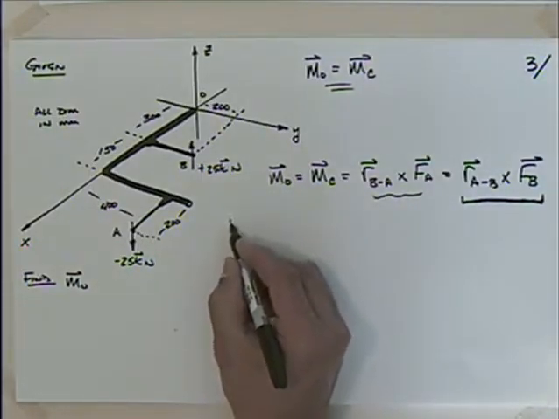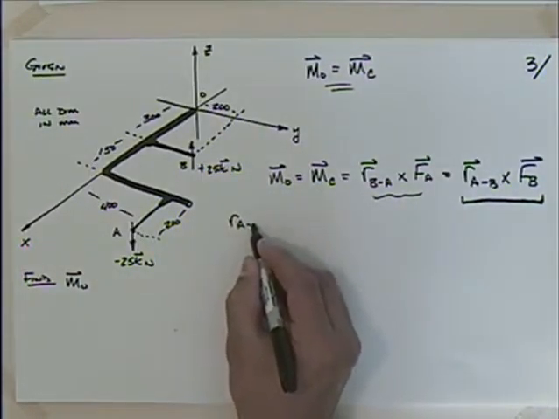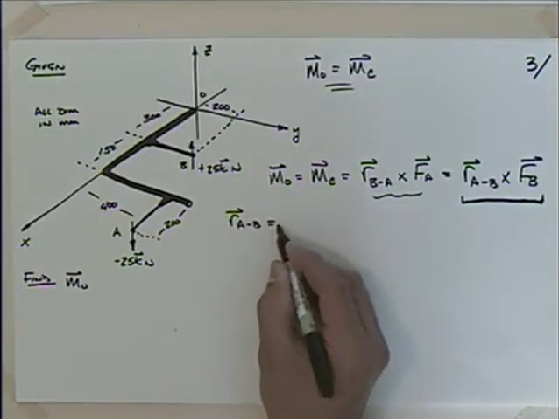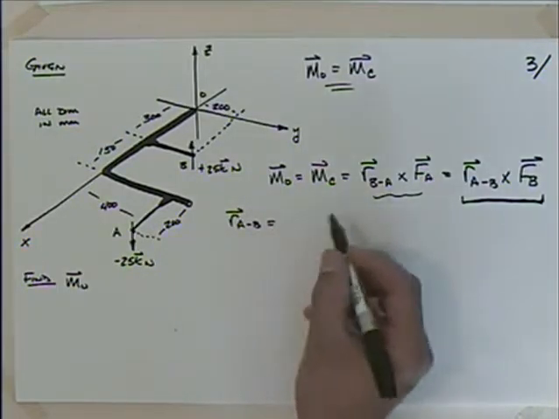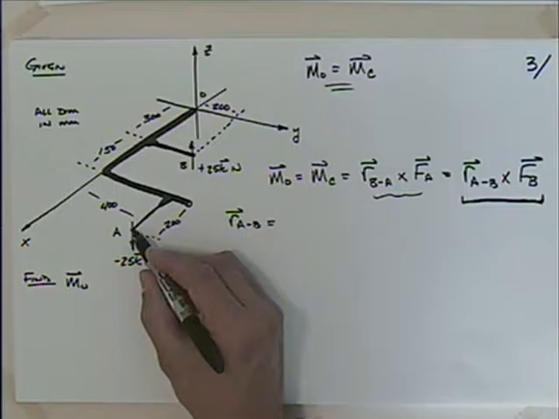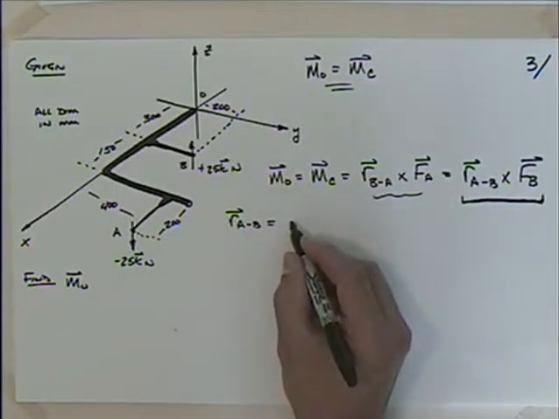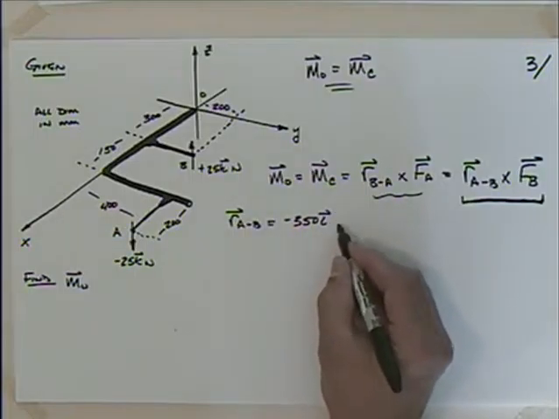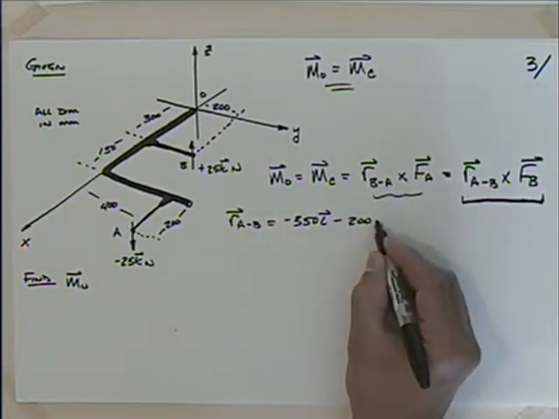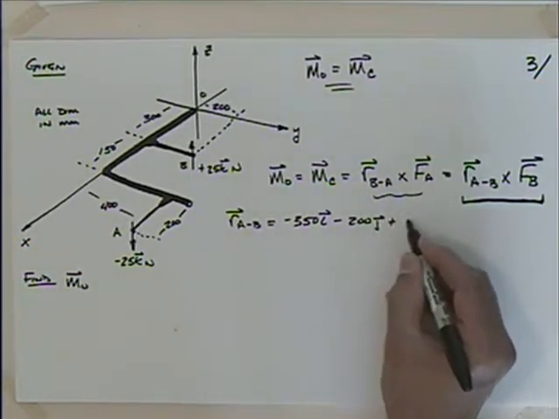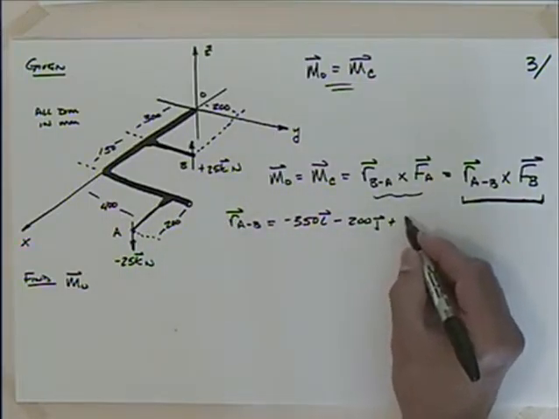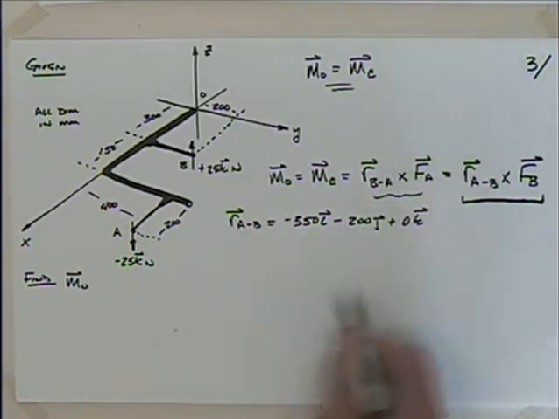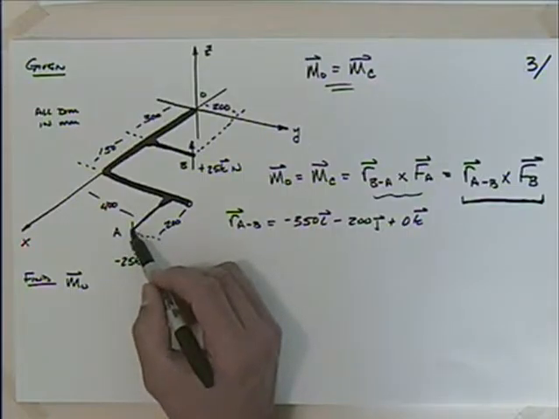So let's talk about this r from A to B. What's that going to be equal to? If you imagine yourself at A, how do you get to B? What's that? Minus 350 in the I direction. Does that do it? Minus 200 in the J direction. And plus, we're still in the XY plane, so 0 in the K direction. Does that make sense? You're at A.